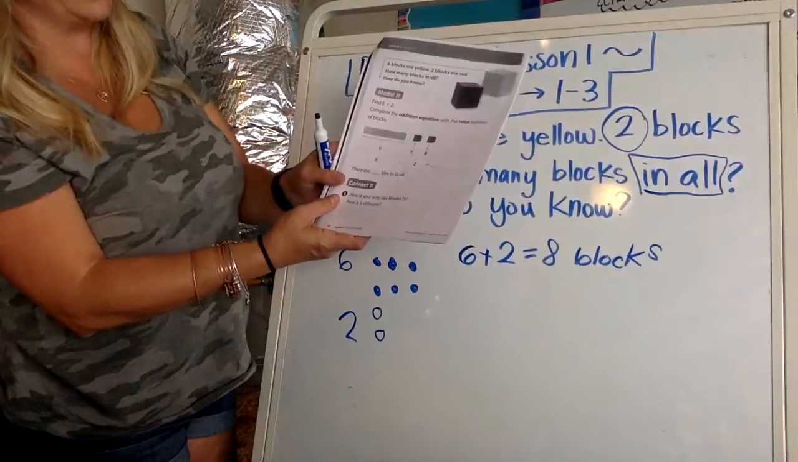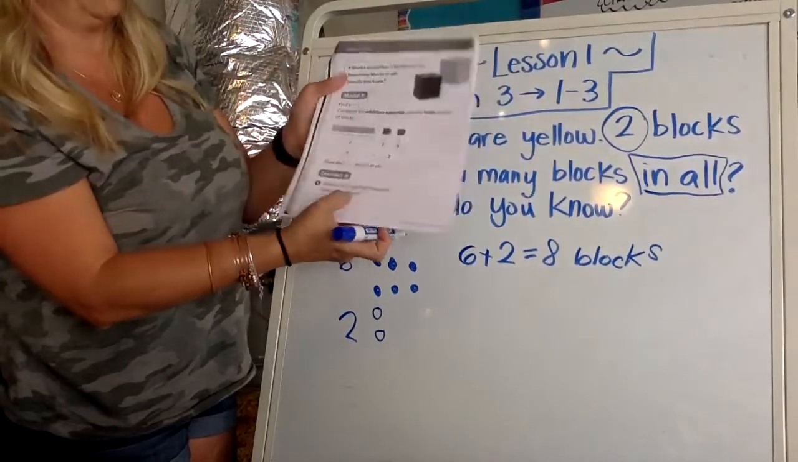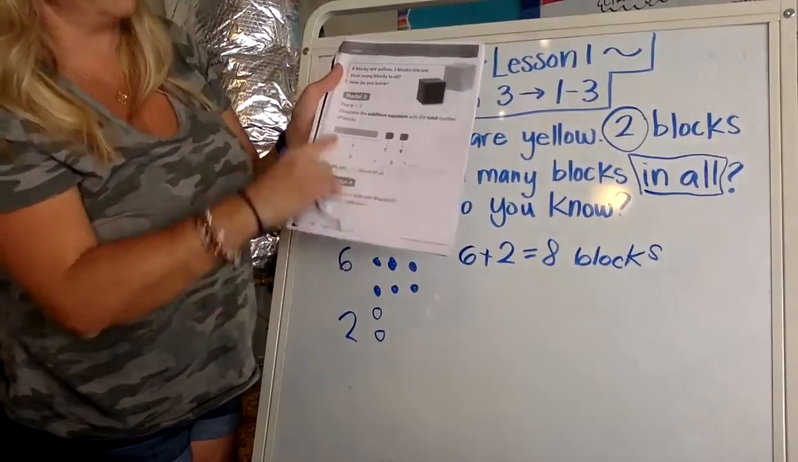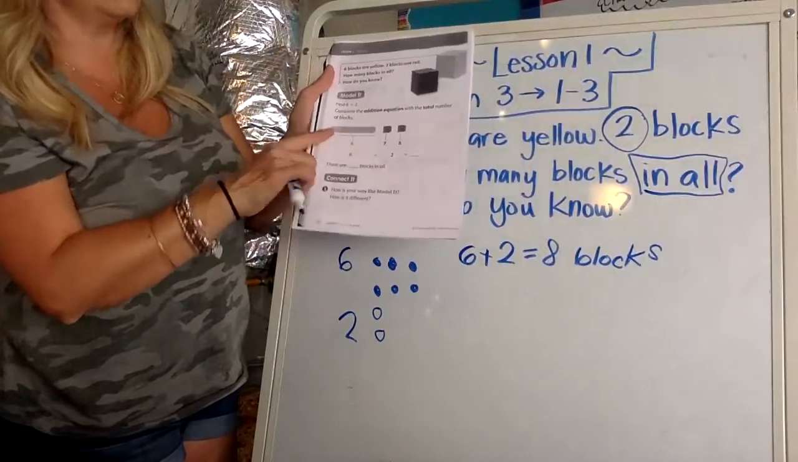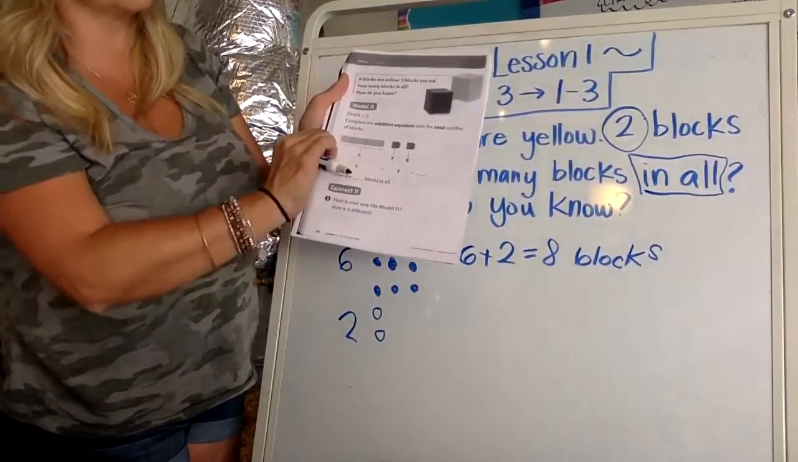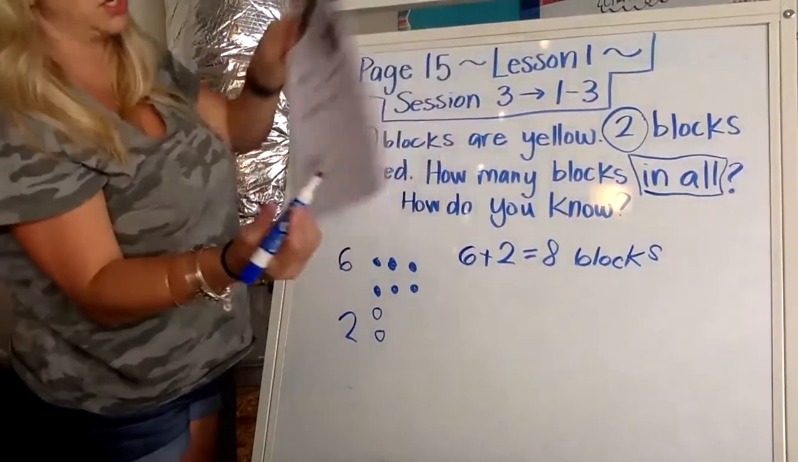How is your way like model it? How is it different? So when they're asking about model it, it's the same color here and here. So I'm going to say, how is it the same? Well, I got the same answer. I have 6 and 2 more. How is it different? I drew dots.